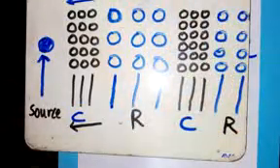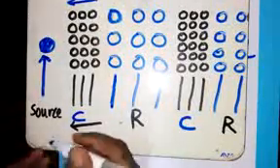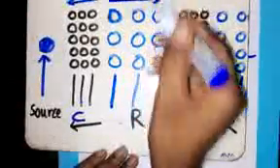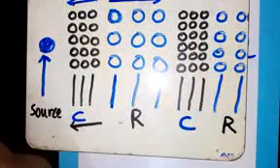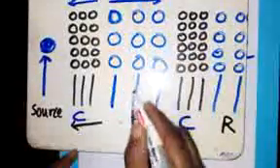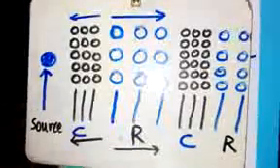Another feature here is this one, which is rarefaction, given by R. Rarefaction occurs when the particles move away from the source. Now the particle direction will be this way. Again, the definition says in a longitudinal wave, particle direction and wave direction are the same. Automatically, under rarefaction, the wave direction will go the same direction as the particle.